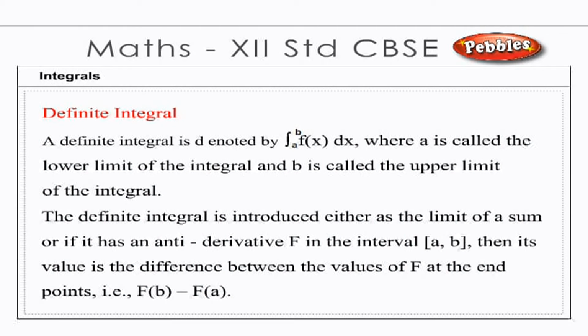Definite integral. A definite integral is denoted by integral a to b f of x dx, where a is called the lower limit of the integral and b is called the upper limit of the integral. The definite integral is introduced either as the limit of a sum or, if it has an antiderivative F in the interval [a, b], then its value is the difference between the values of F at the end points, that is, F of b minus F of a.